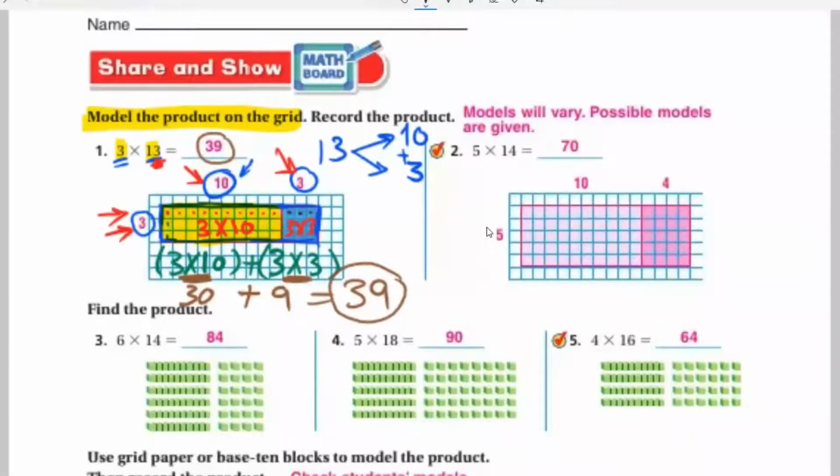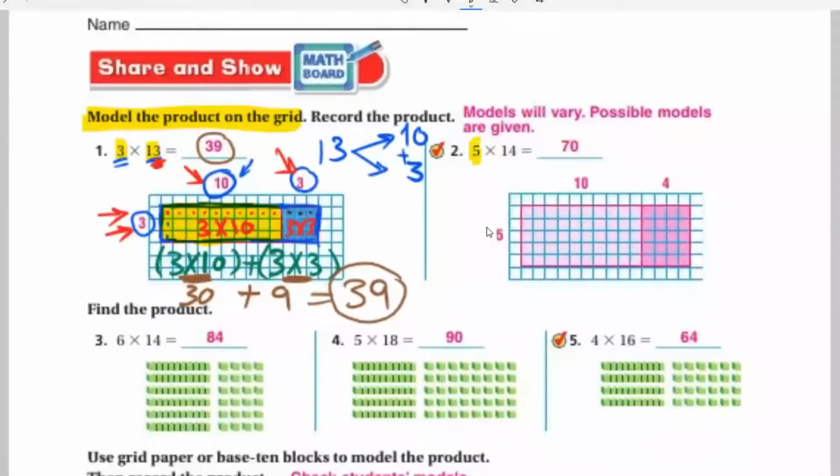So break the number to make it easier. If you multiply 3 by 13, it's a big number, right? You can't multiply it like that. But if you break 13 into 10 and another number like 3, it will be easier if you multiply 3 by 10 and then add 3 by 3. It will be 39. Okay, let's move to the next one.